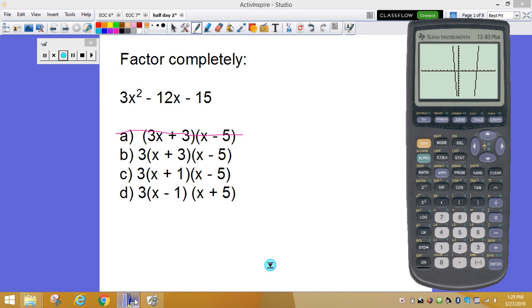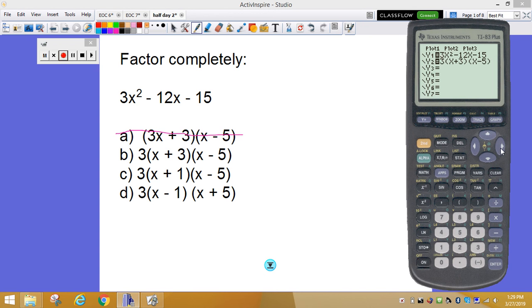So then we go to graph it. I just graphed it. This is what I want my answer to look like. So let's type in B. B says 3, and we got an x plus 3. We got an x minus 5. Let's graph it and see if we get the same thing. Oh, we do not. That is the wrong answer.